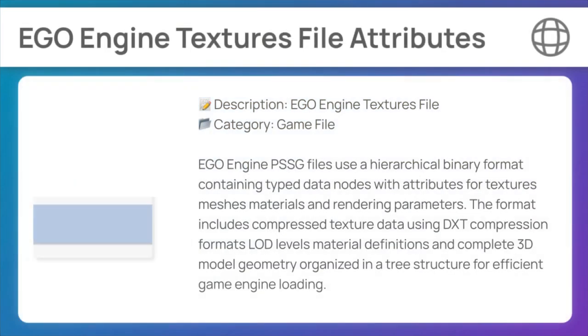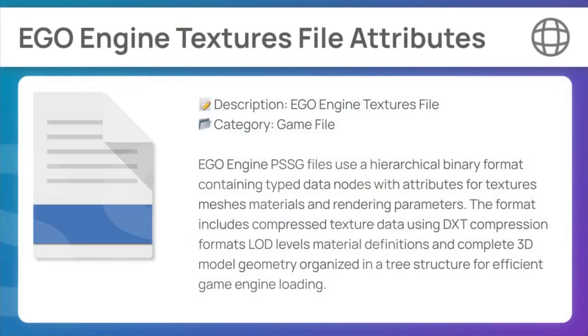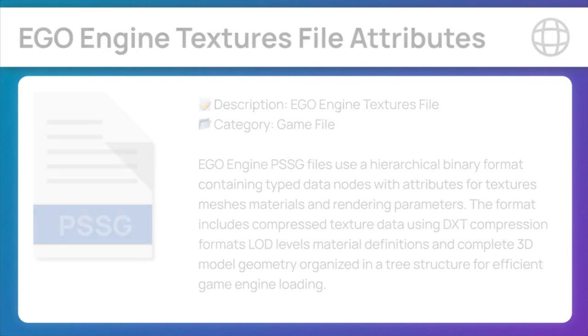PSSG files use a hierarchical binary format containing typed data nodes with attributes for textures, meshes, materials, and rendering parameters. The format includes compressed texture data using DXT compression formats, LOD levels, material definitions, and complete 3D model geometry, organized in a tree structure for efficient game engine loading.